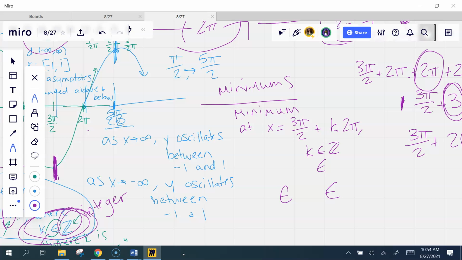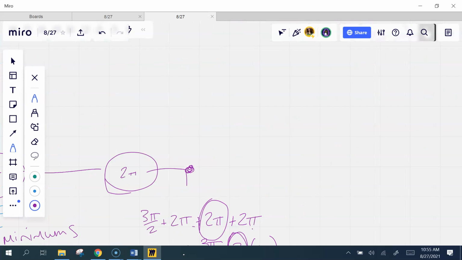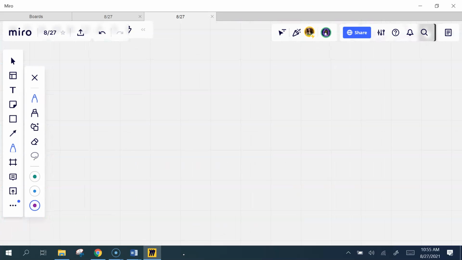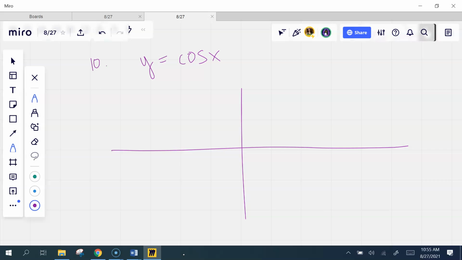Cosine, you're going to see, is almost a complete replica of this one. It's just shifted a little bit. So we'll be going through this again, so watch. This is number 9, 10. I'm going to set up my graph the exact same way, going by half pi's, -1 to 1. Cosine.